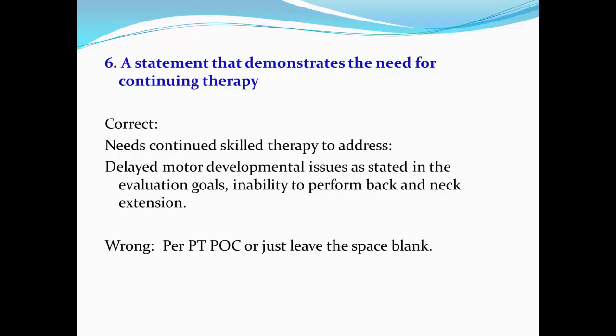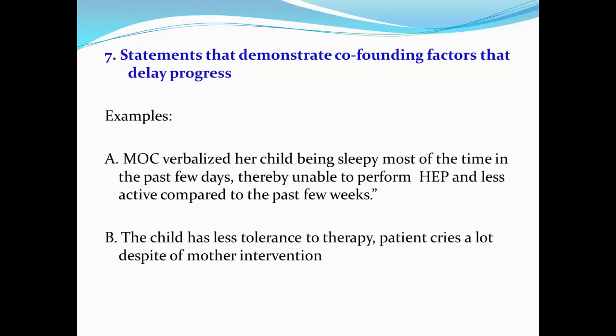6. A statement that demonstrates the need for continuing therapy. Correct: needs continued skilled therapy to address delayed motor developmental issues as stated in the evaluation goals, inability to perform back and neck extension. Wrong: per PT plan of care, POC, or just leaving the space blank. 7. Statements that demonstrate confounding factors that delay progress. Examples: A. MOC verbalized her child being sleepy most of the time in the past few days, thereby unable to perform HEP and less active compared to the past few weeks.